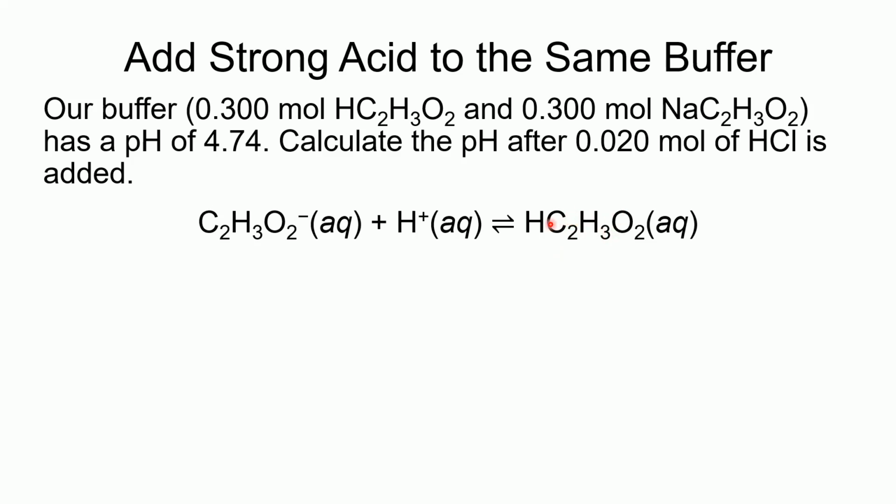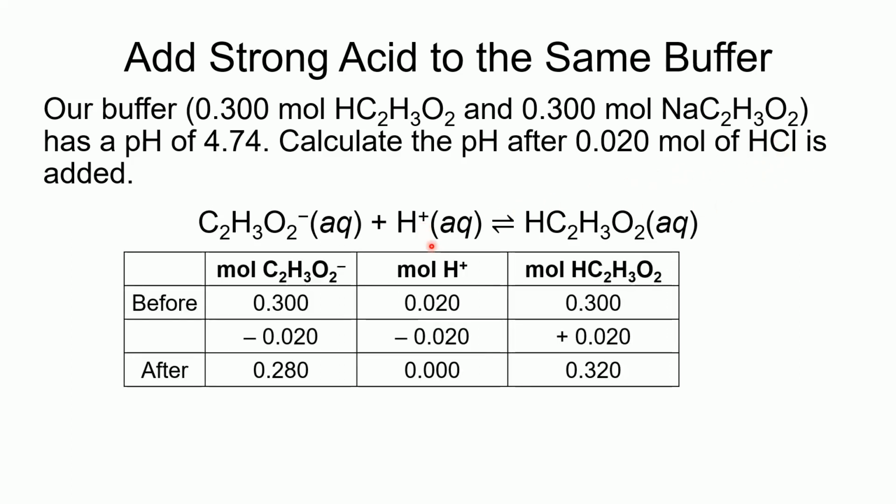As far as what goes in our table, we've got 0.30 moles of our acetic acid, 0.300 moles of our sodium acetate, which we're just going to write as acetate, and 0.020 moles of the hydrogen ion, because this is a strong acid. So here is what our before and after table looks like. Before: 0.300, 0.020, and 0.300. Since these are our two reactants, we look at those quantities. This is clearly the smaller number, so we're going to run out of this. That is our limiting reactant.